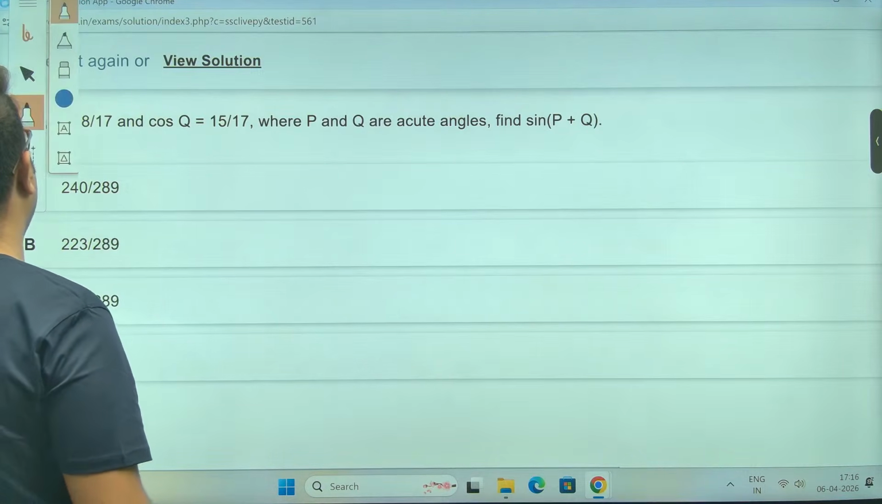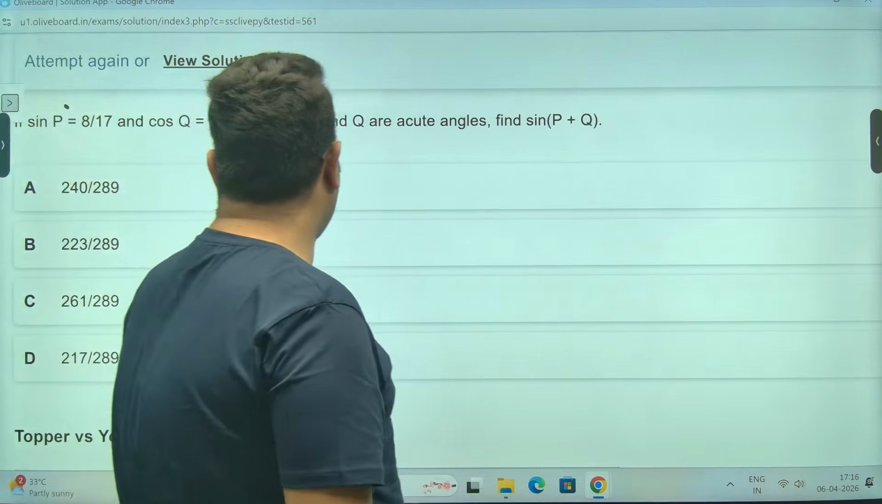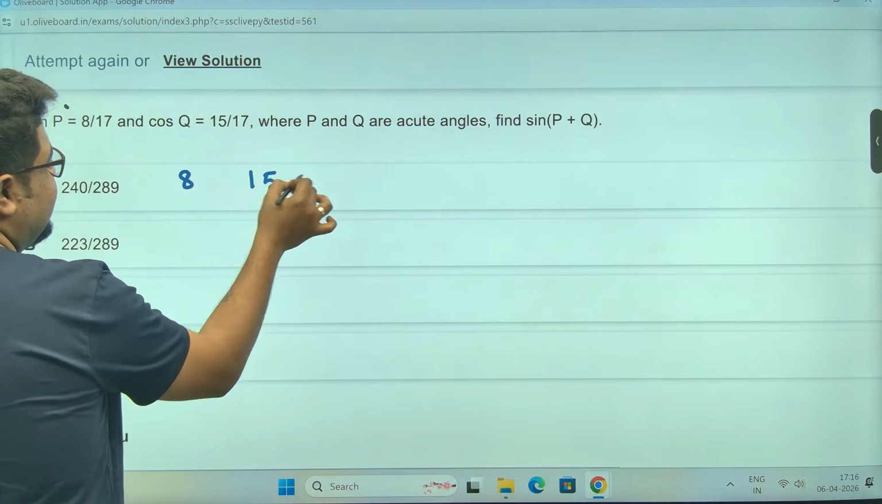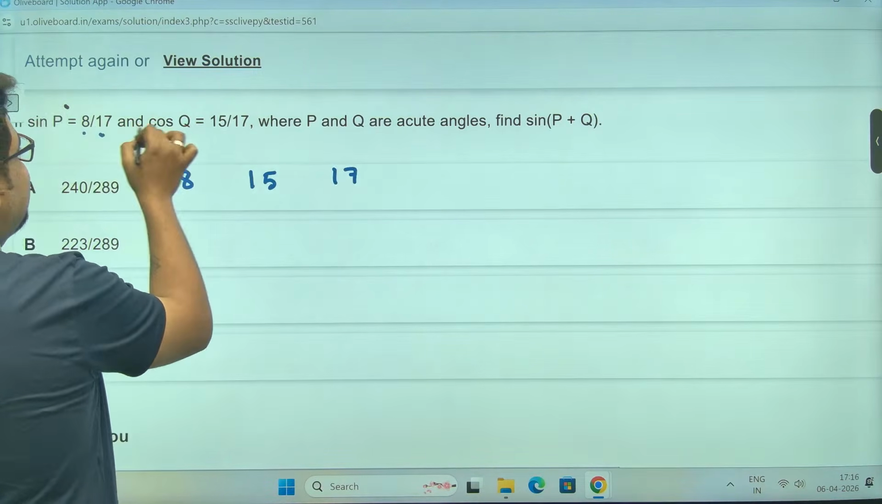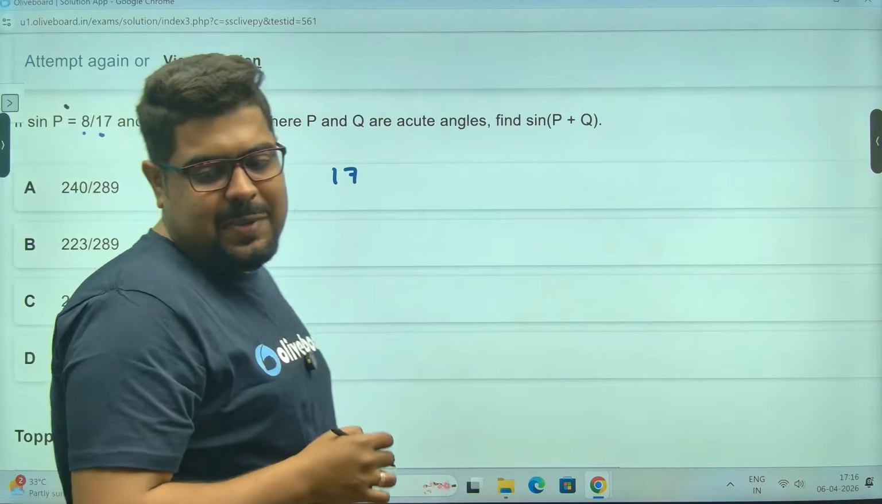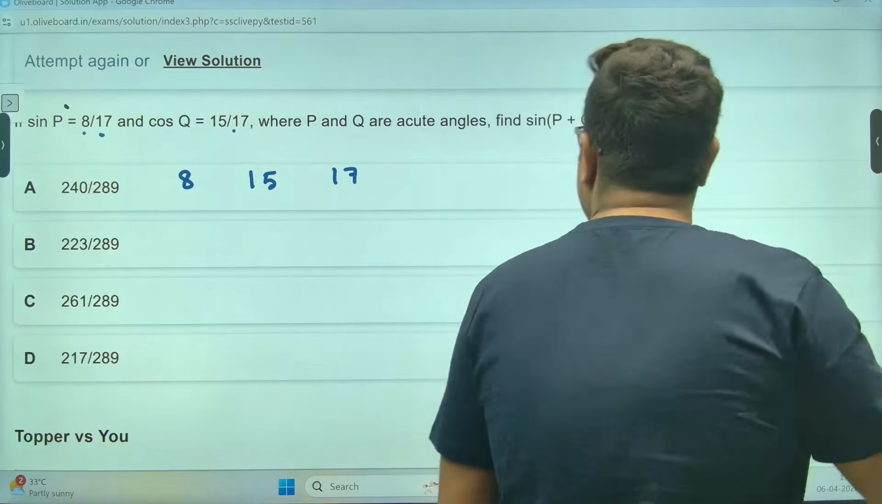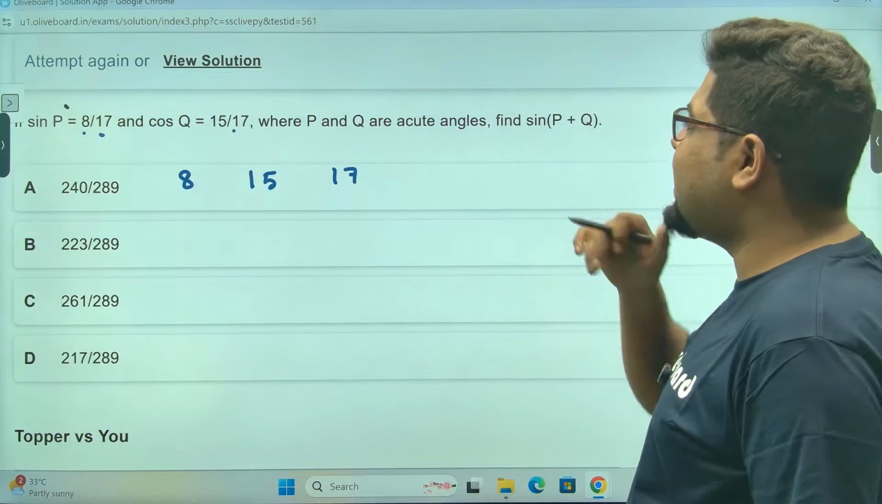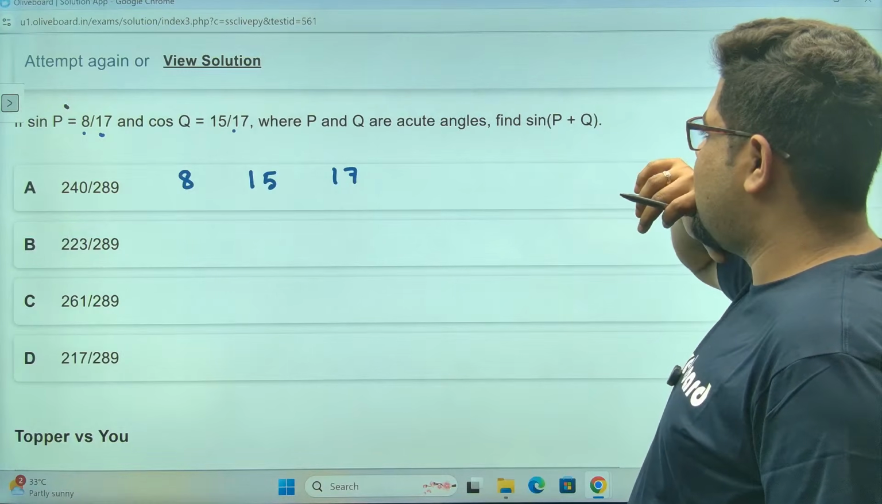Chalo. Sir, 8, 15 and 7. You see, there are these three values only mentioned. They are Pythagorean triplets. That means I can simply say, sir, P plus Q.